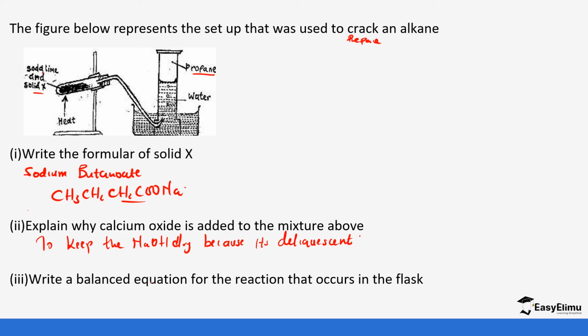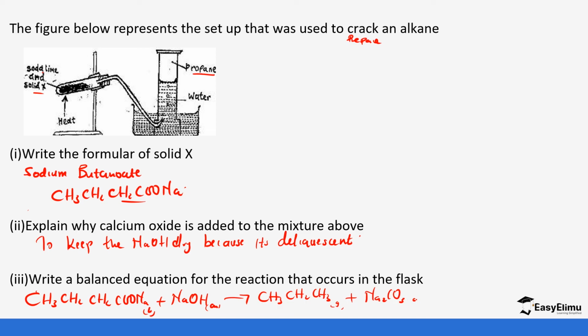Write a balanced equation for the reaction. So we are writing the equation of the sodium butanoate plus sodium hydroxide. Remember we said the first four are gases. This one is liquid, sodium hydroxide, aqueous, to form propane, which is CH3CH2CH3, which is gaseous, plus sodium carbonate, which is aqueous. So that is the equation for the reaction.